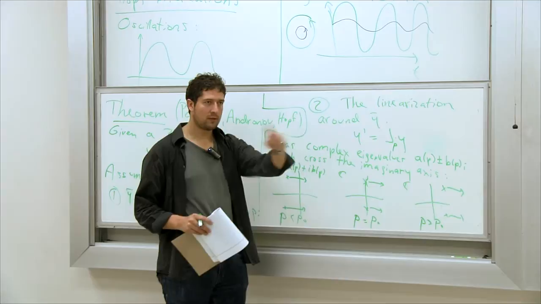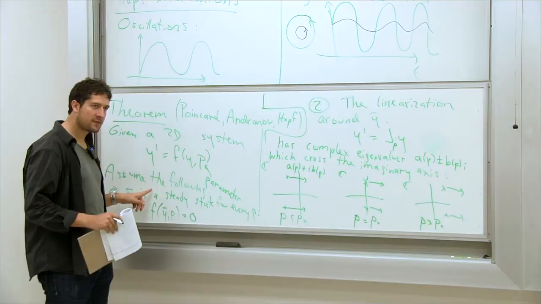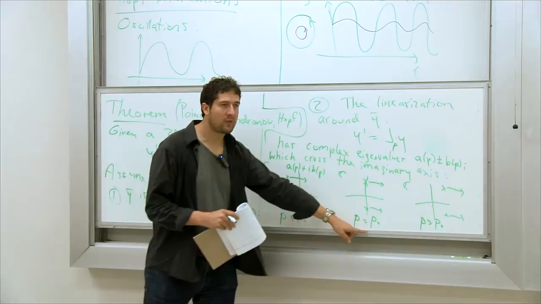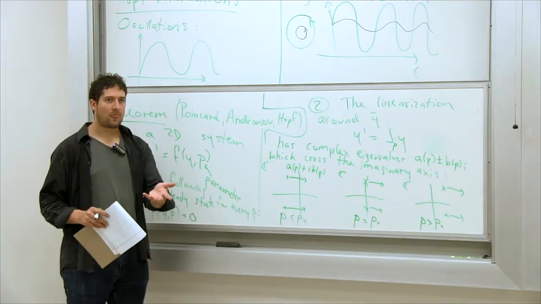So now what can we say about the original system? The original system for p less than p0 around the steady state is a stable spiral, right? The original system for p bigger than p0 is an unstable spiral. And what about the original system for p equal to p0? We can't say anything. Excellent. We cannot say anything for sure because the Hartman-Grobman theorem does not apply, right? We've said it before.